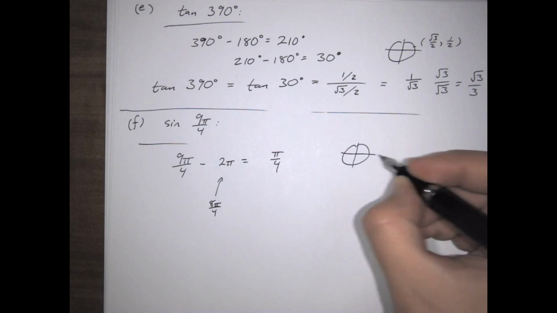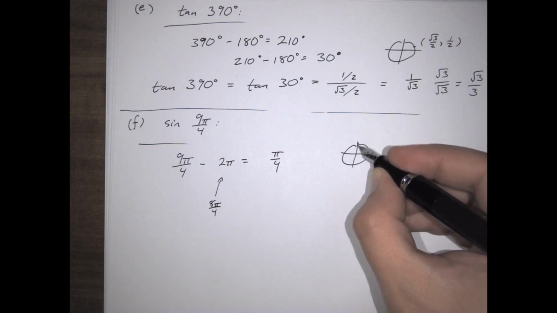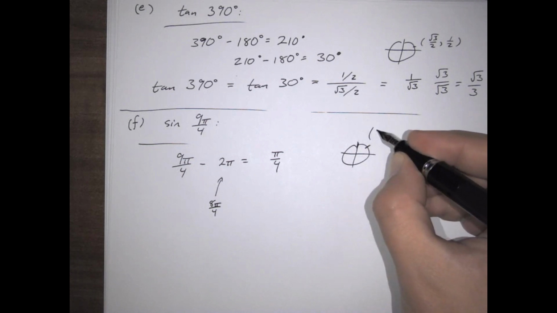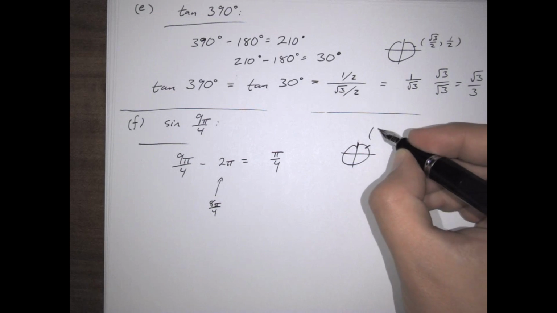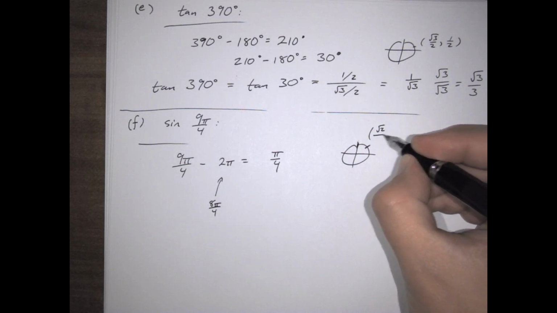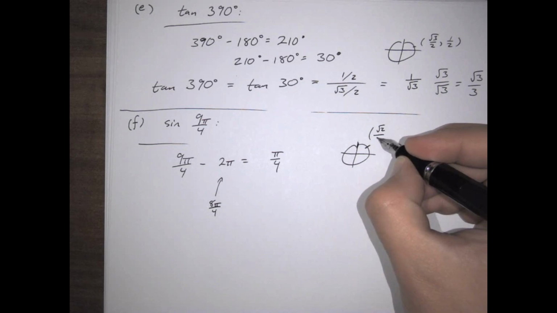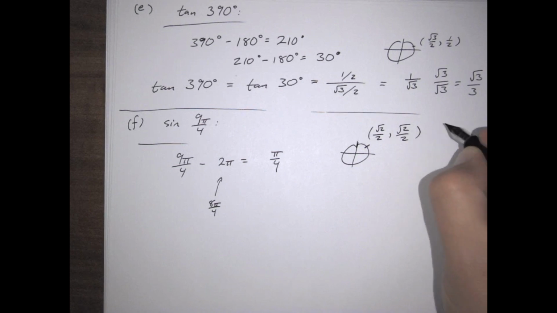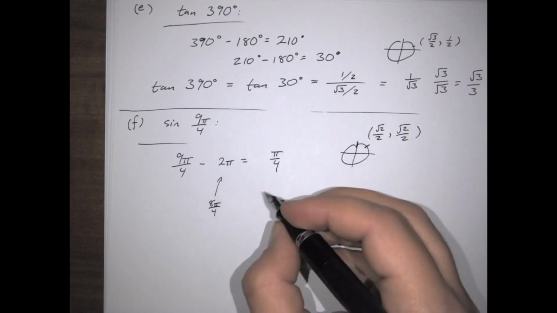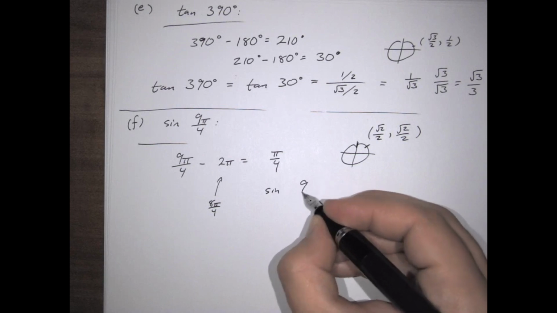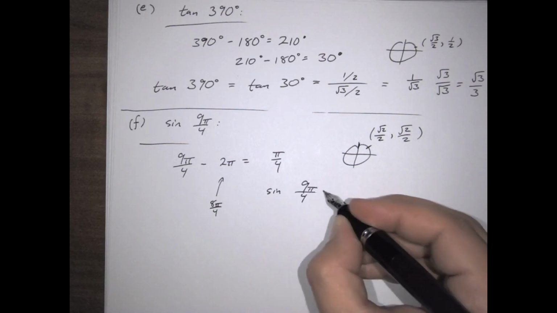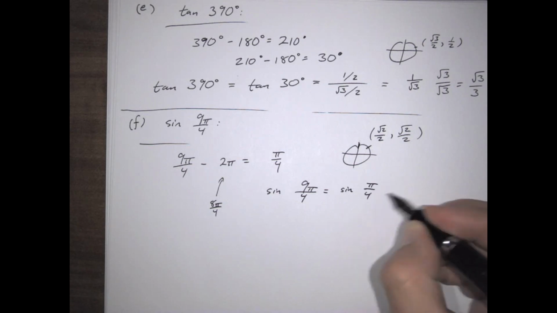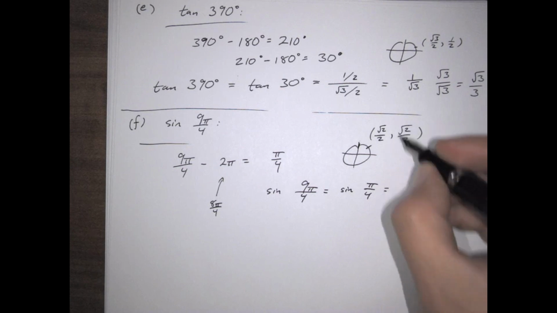Now we can think about where that is. So this is pi over 2. Pi over 4 is halfway there, so it's that 45-degree angle. And that means the x and the y values are both medium. They're not the biggest, they're not the smallest, they're the medium, which in this case means root 2 over 2, root 2 over 2. So that means that the sine of 9 pi over 4 is the same as the sine of just pi over 4, which is equal to root 2 over 2.